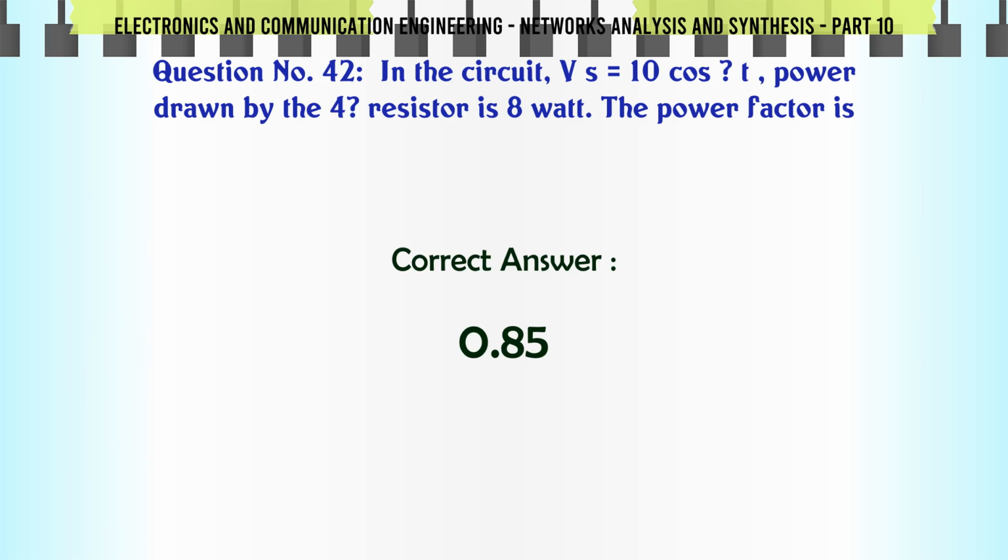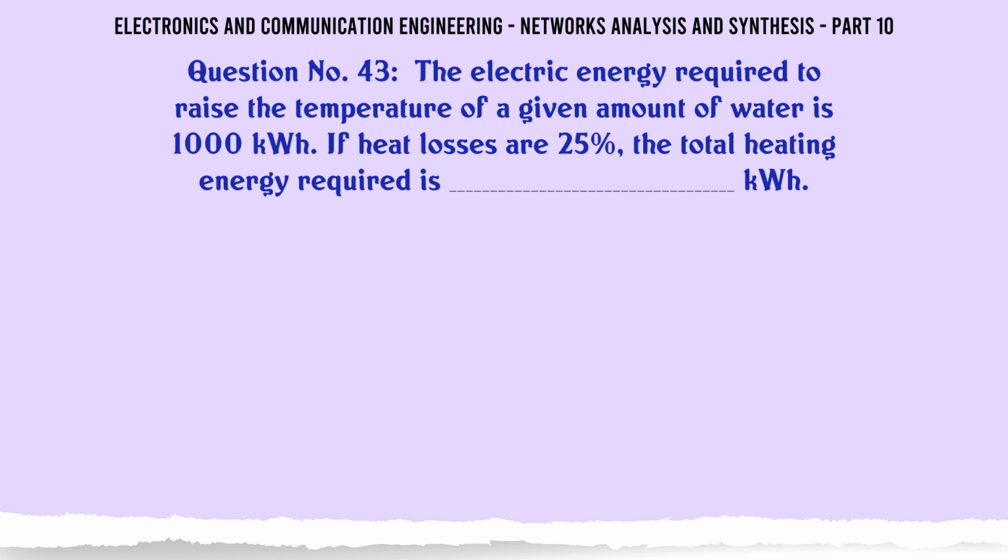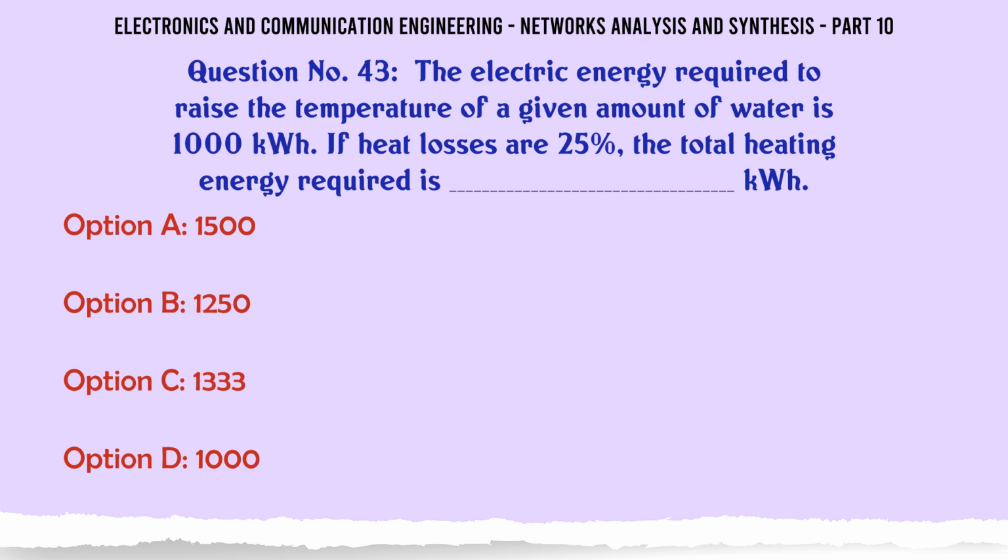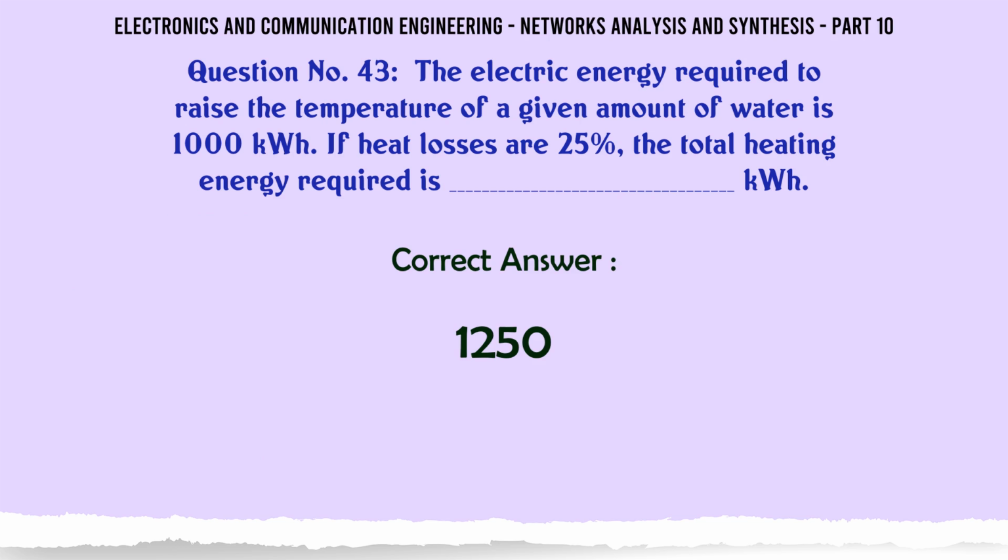The electric energy required to raise the temperature of a given amount of water is 1000 kWh. If heat losses are 25%, the total heating energy required is ___ kWh: A) 1500, B) 1250, C) 1333, D) 1000. The correct answer is 1250.